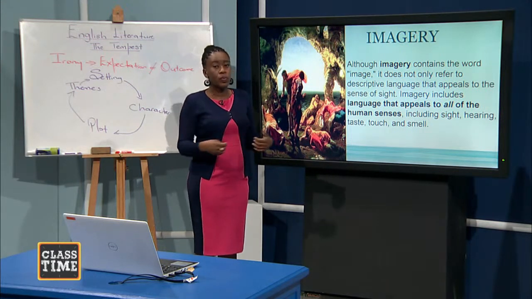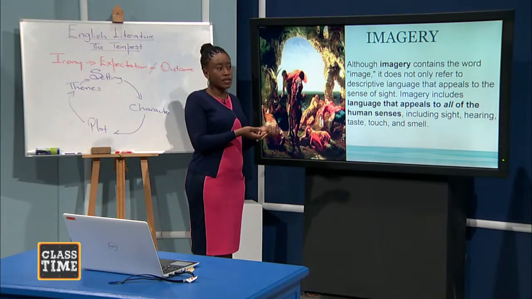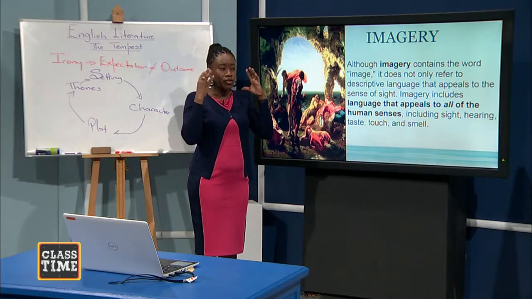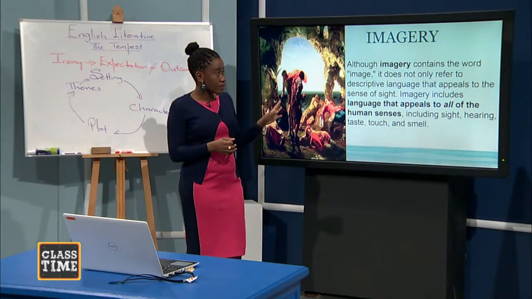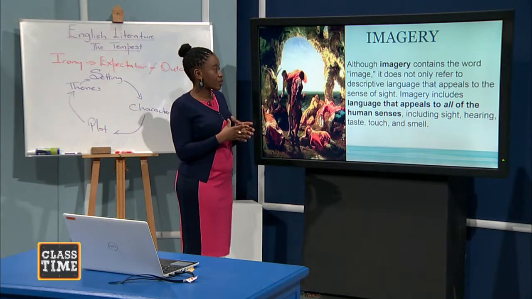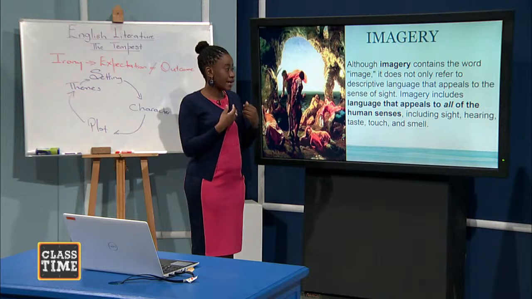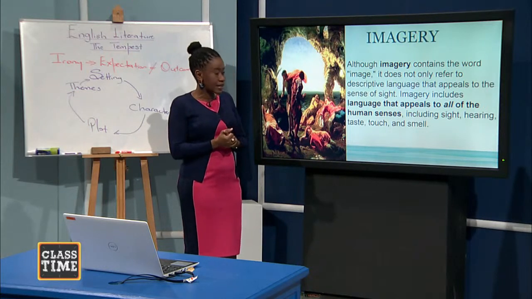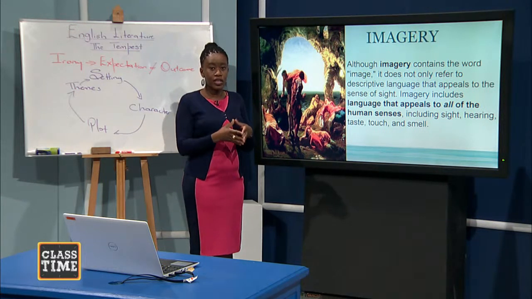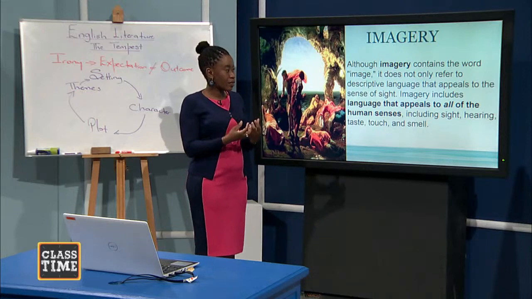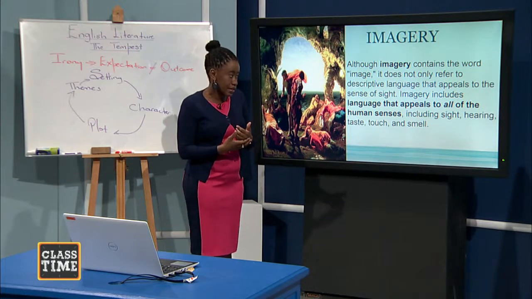And when that happens, what it does is to pull us into the drama piece so that we can relate to it. Even if we are watching it on stage or if you're reading it, you can create a mental image of what is unfolding in the piece. All right, so although imagery contains the word image, it does not only refer to descriptive language that appeals to the sense of sight. Imagery includes language that appeals to all of the human senses, including sight, hearing, taste, touch, and smell. And how are we able to identify the types of images that a writer uses? We have to look at the descriptive words.